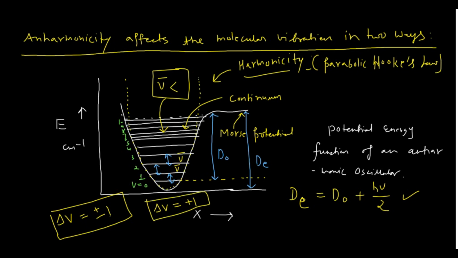But when Hooke's law is not valid and you also take account of anharmonicity, then this selection rule will not hold. Now you will have a new selection rule. So what would be the new selection rule? The new selection rule would be plus minus 2, or even plus minus 3, etc. You may have these values.